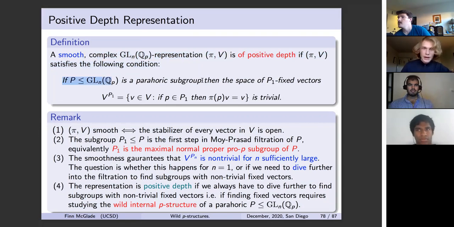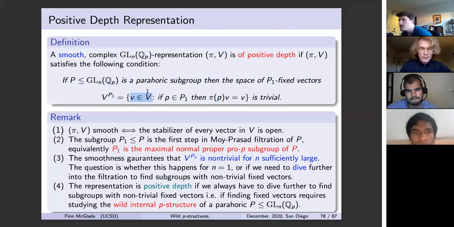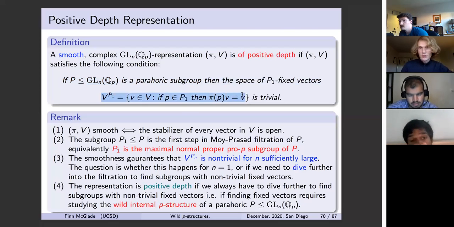If you give me some parahoric subgroup of GL_N(Z_p), then you can consider the space of P1 fixed vectors. Remember, P1 is the first term in the filtration of the parahoric that I wrote down. The P1 fixed vectors are the set of v in V such that if p is in P1, then π(p) of v is equal to v. The condition is that if I consider this subspace of P1 fixed vectors, then it's trivial. And if that is true of every parahoric subgroup, then we say the representation has positive depth.